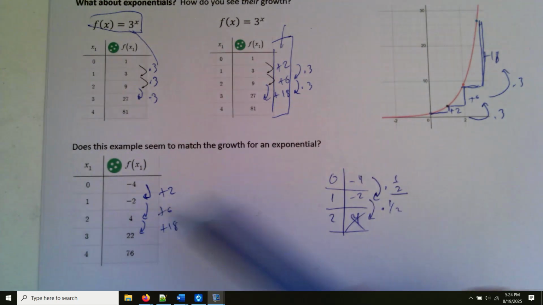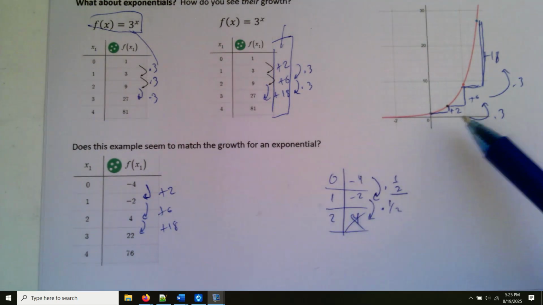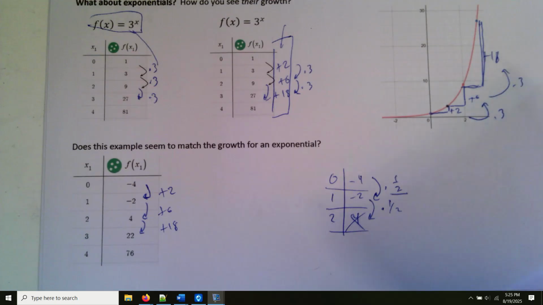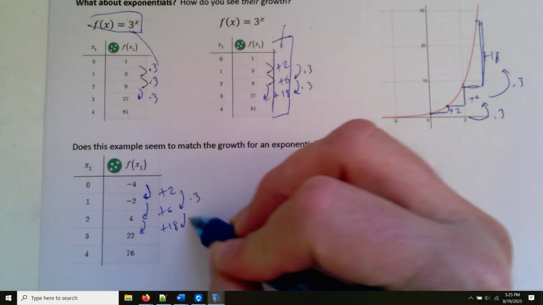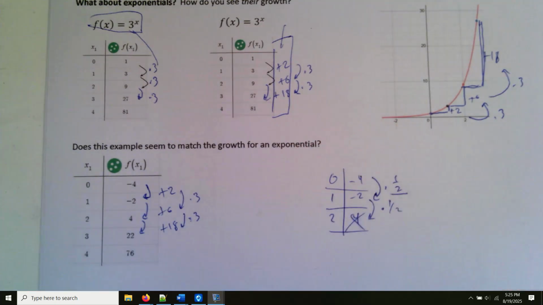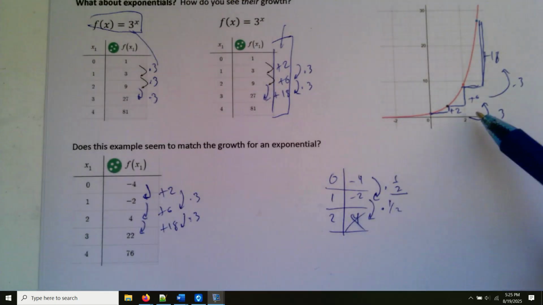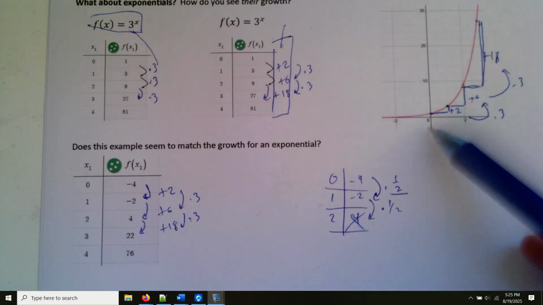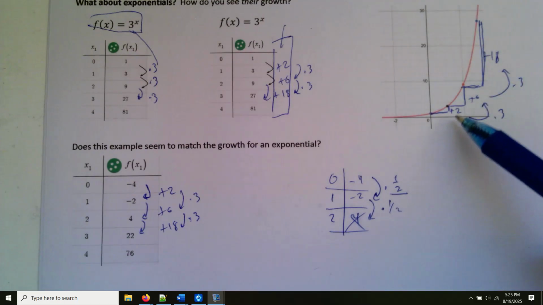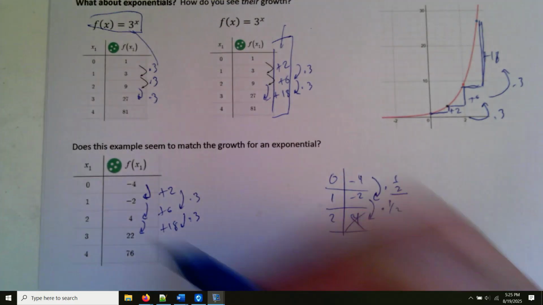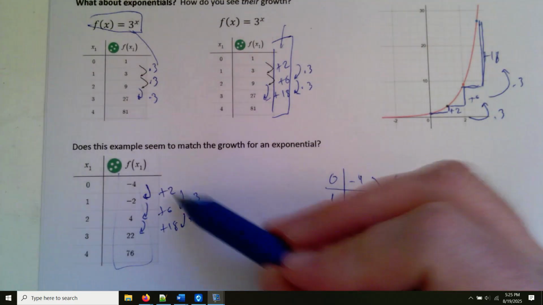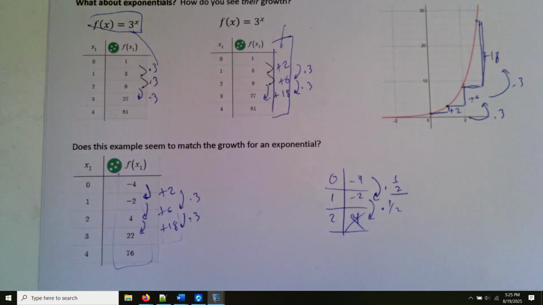So again, if I was going to graph this, you would see those growth triangles growing in height. And their heights are growing by multiplying by 3 every time. So whenever you see the heights of the growth triangles growing by multiplication, that's how you know it's an exponential. So the y values might not be, but the heights of the growth triangles will be.